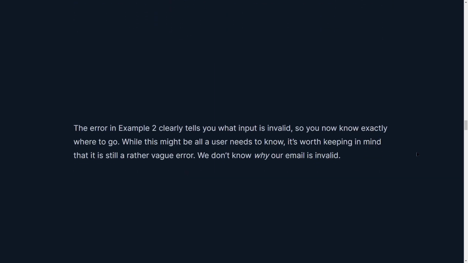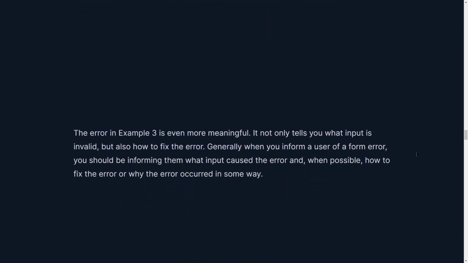The error in example 2 clearly tells you what input is invalid, so you now know exactly where to go. While this might be all a user needs to know, it's worth keeping in mind that it is still a rather vague error. We don't know why our email is invalid. So the error in example 3 is even more meaningful. It not only tells you that input is invalid, but also how to fix the error.